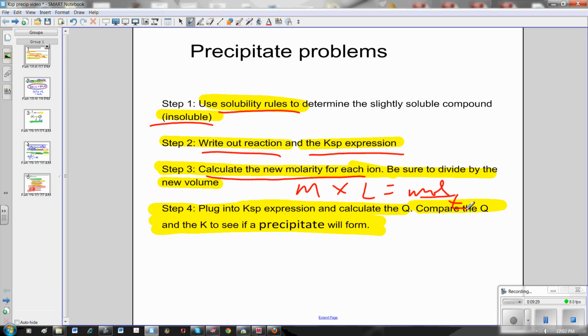All right, and that's all you have to be able to do to calculate a precipitate problem. It's not bad, actually. Not bad at all.